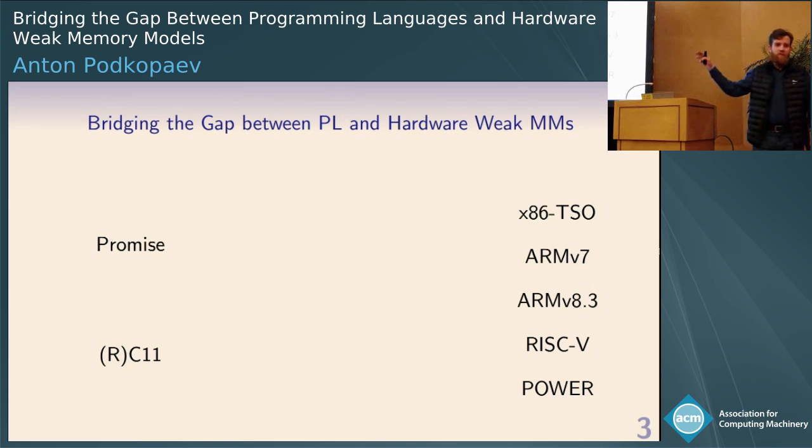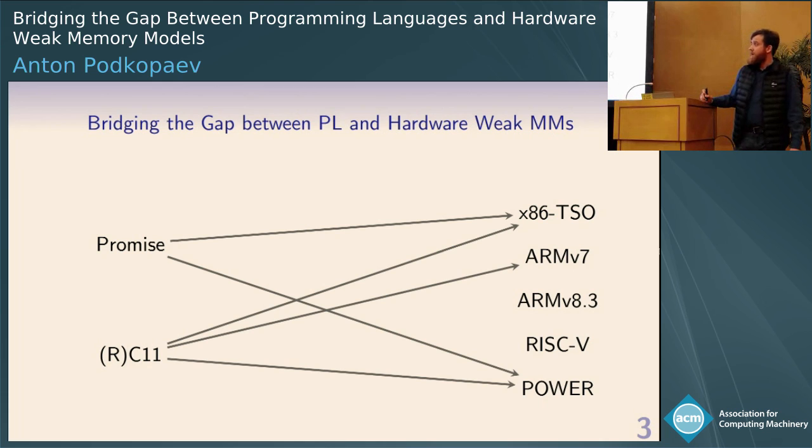There are many memory models out there. Here I listed the memory models which are considered in our paper. On the right-hand side, we have hardware memory models. On the left-hand side, we have programming language memory models. There is the well-known C11 memory model, and it's also well known that this model has a problem related to so-called out-of-thin-air values. There are some attempts to solve that problem, among them the promising semantics, or just promise, and RC11, which stands for repaired C11.